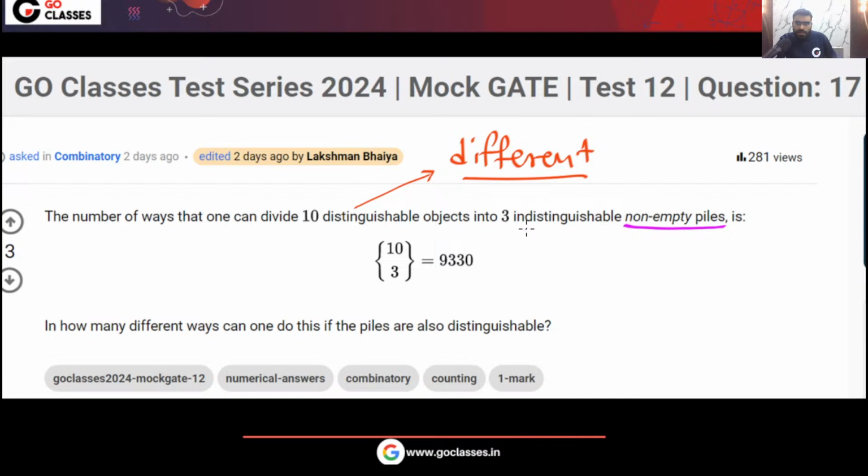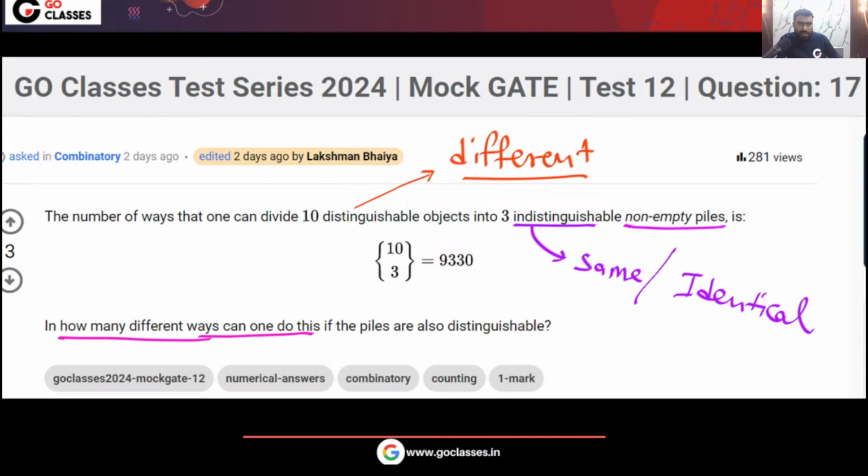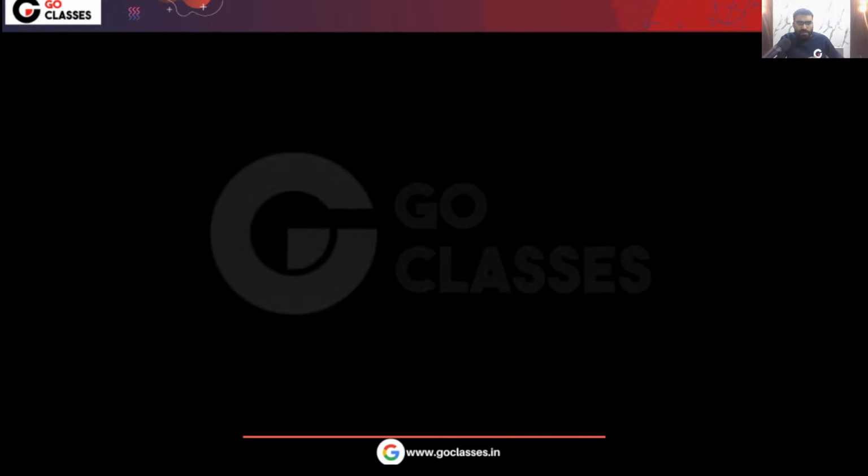And the piles are indistinguishable. Indistinguishable means identical. Now the question is saying, how many ways are there to divide 10 different objects into 3 identical non-empty piles? That is already given to you. You don't have to calculate. Now the question is asking how many different ways there are to do this if the piles are distinguishable. See, this is a beautiful question. Let me tell you why.